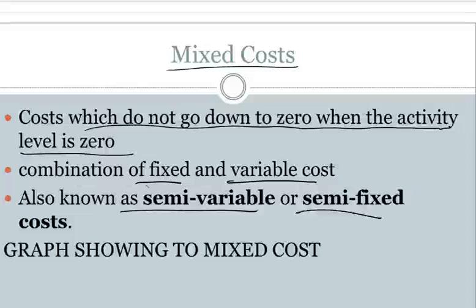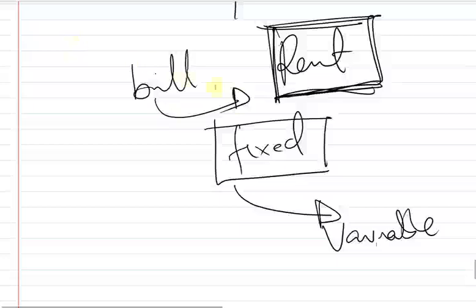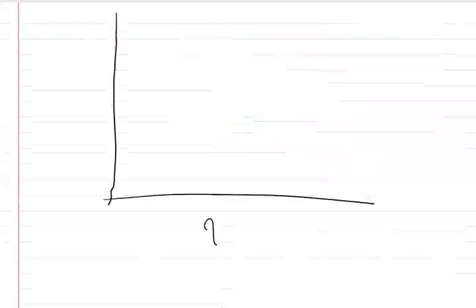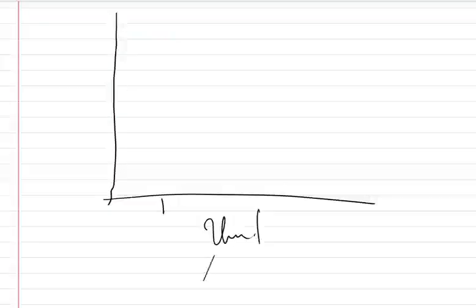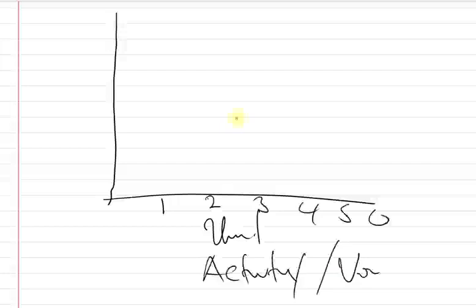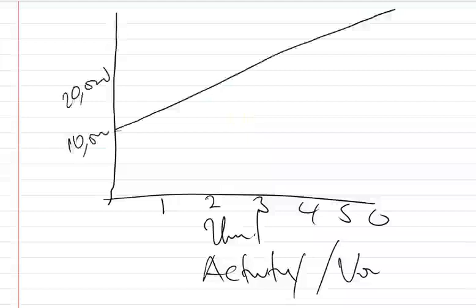That means the other half is variable. So that's the other name. The graph of total mixed cost will be like this. You have here units, activity or volume. So you have 1, 2, 3, 4, 5, 6. Then you have cost here, maybe 10,000, 20,000, and so on. So the graph will be like this.